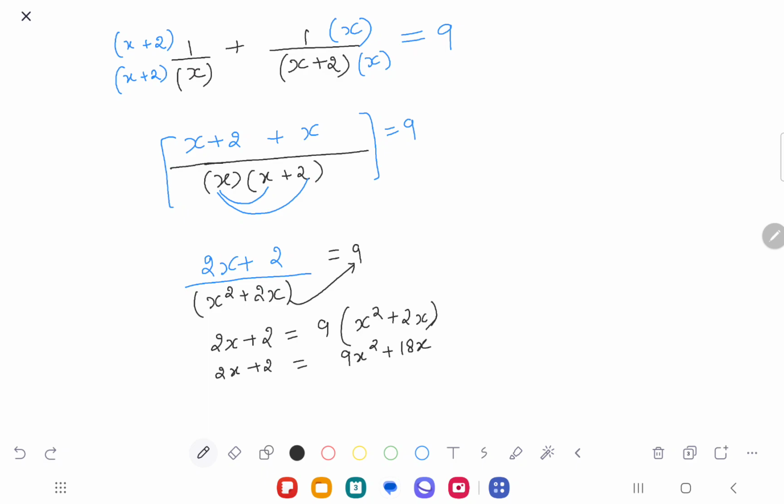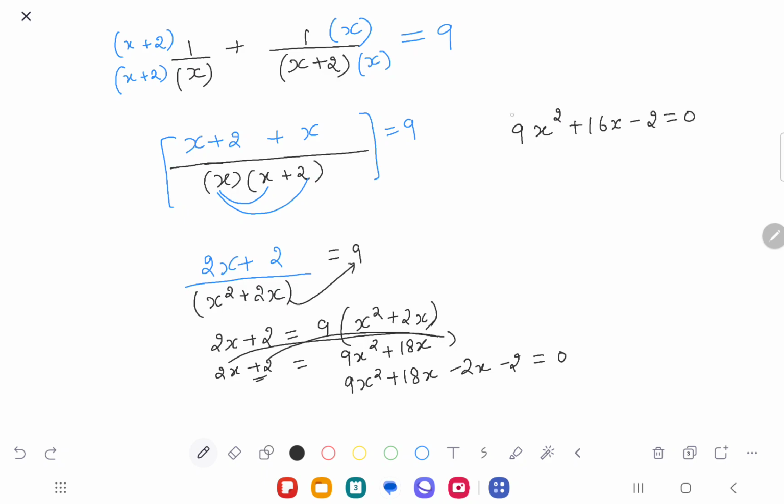Yes or no? So for that matter, it is going to become 9x squared plus 18x minus 2x minus 2, because plus 2 goes to the other side, and that becomes equal to 0. So it will become 9x squared plus 16x minus 2 equals 0. And do you think now this final equation is a quadratic equation? Just have a look. The 2 is a number. Then 16x has the power of x as 1. And here 9x squared, the power of x would be 2. Do you understand? So wherever the highest power is what?